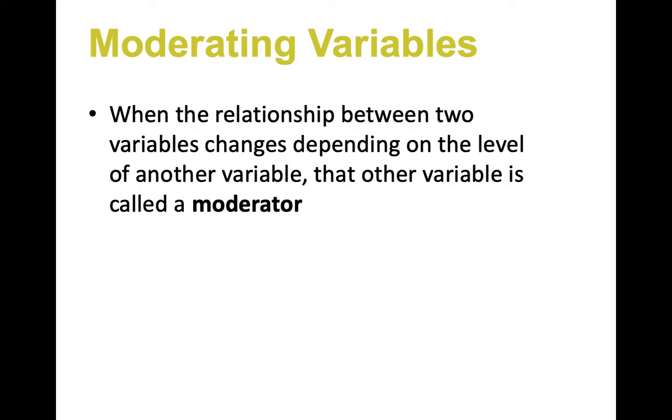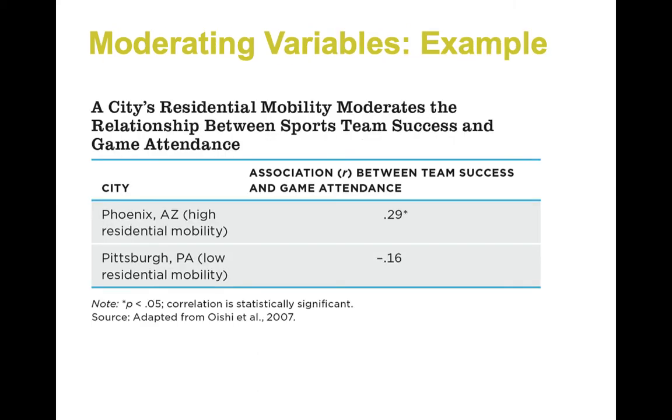Okay, one more concept I'd like to discuss is the concept of a moderating variable. So when the relationship between two variables changes, depending on the level of another variable, that other variable is called a moderator. So a moderator variable changes the relationship between a predictor and an outcome. Let's do an example. This is in the text, and I think it is a good way to understand what a moderator is.